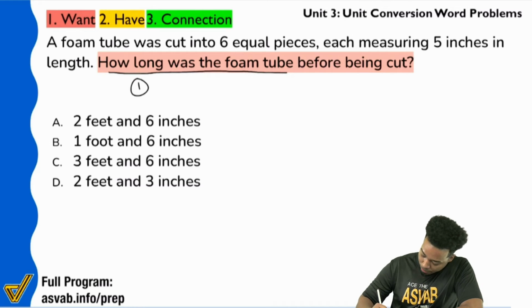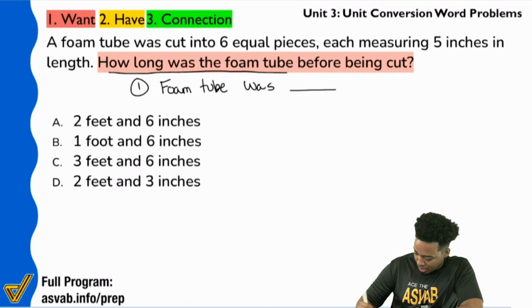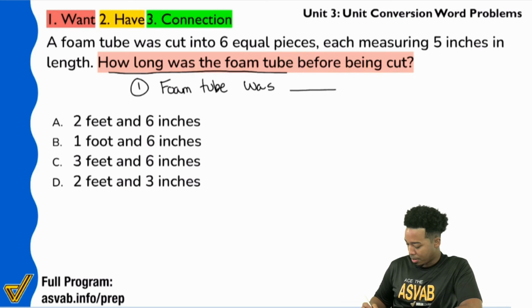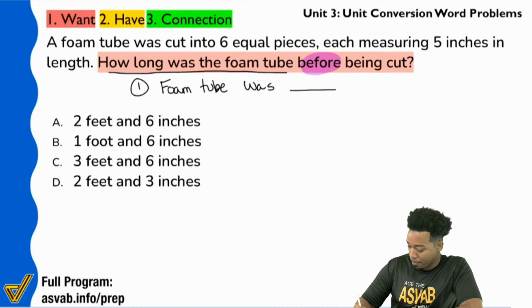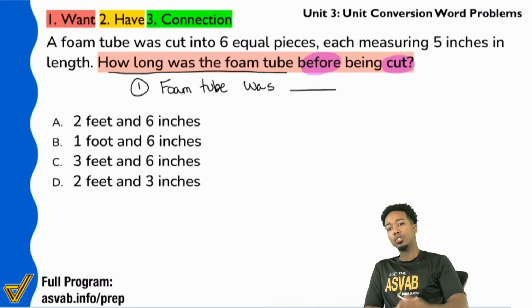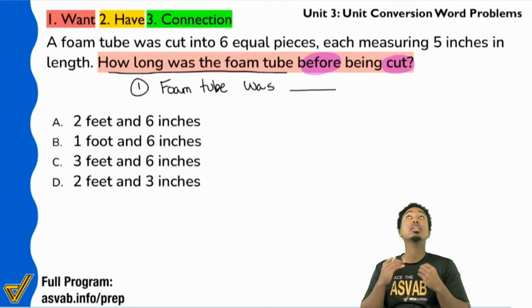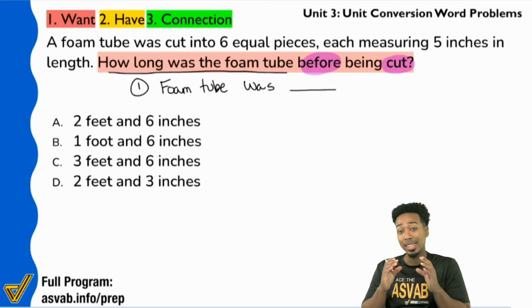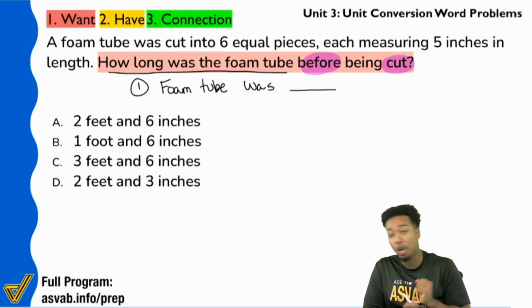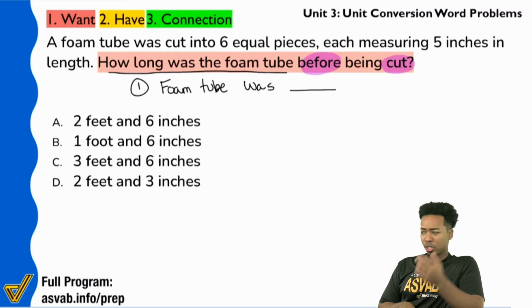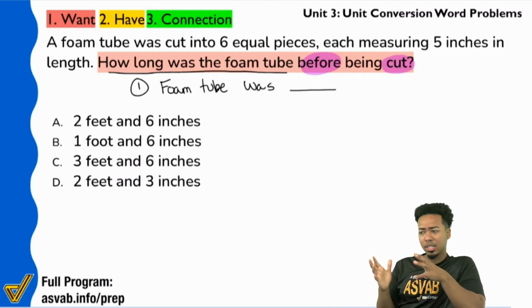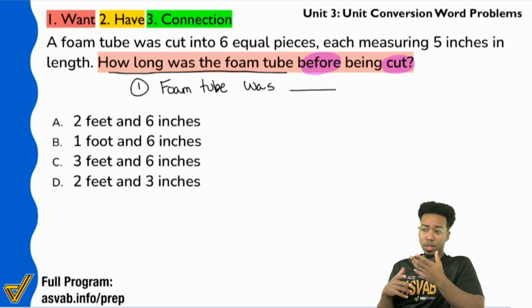So basically, foam tube was blank, but here's the big part. They give you a key piece of information: before being cut. So this is a huge, and I mean huge piece of information because it's going to lead the way for us in terms of what operation we're going to be doing. So when you cut something, just think about it. When you're cutting something, typically what you're doing is you're either subtracting or dividing.